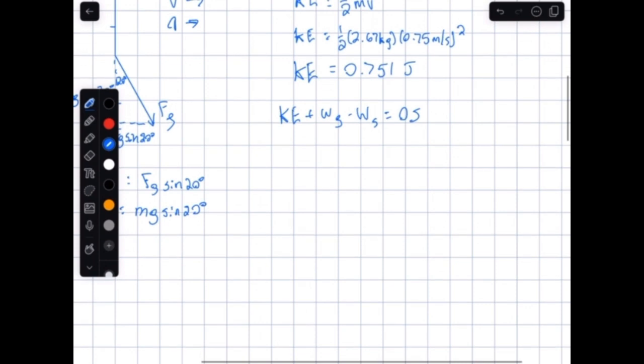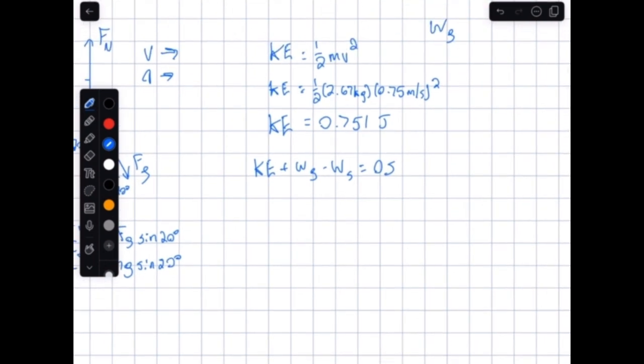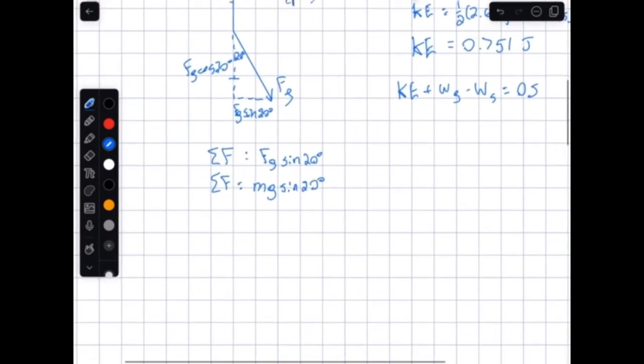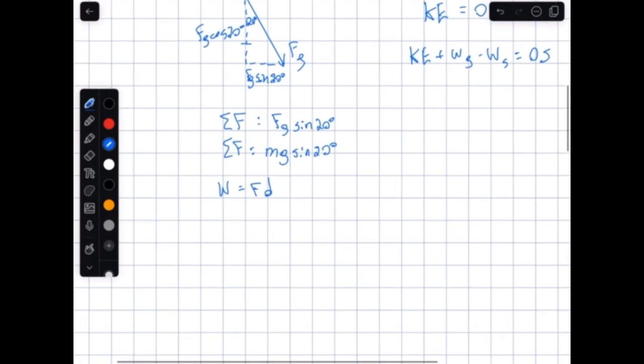So we know that kinetic energy is 0.751 joules. For the work done by gravity, we know that work of anything is equal to net force times displacement. So we'll call the work by gravity: the force here is mg sine 20.